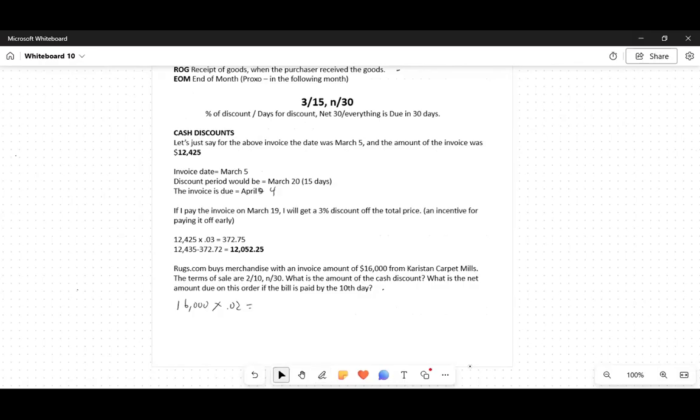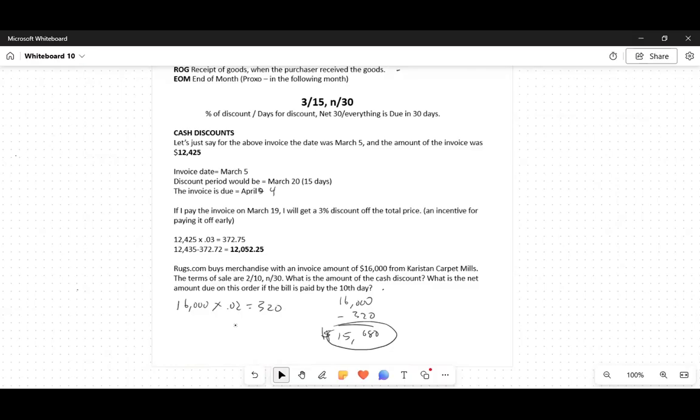I think I have it already worked out, so I don't have to do the math. That comes out to a discount of $320. And I can take that 16,000 minus $320. And I would be then paying $15,680. That's how much I would have to pay on the 10th. Now, the next day, I wouldn't get the discount, so it would go back up to the 16,000, but it's on the 10th of the month, and I have 2 and 10, so it met the terms.